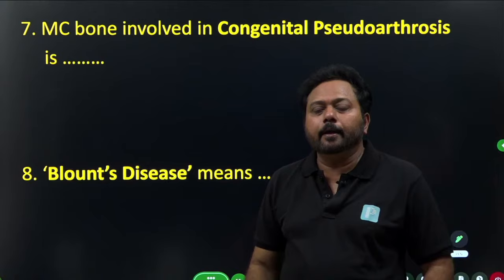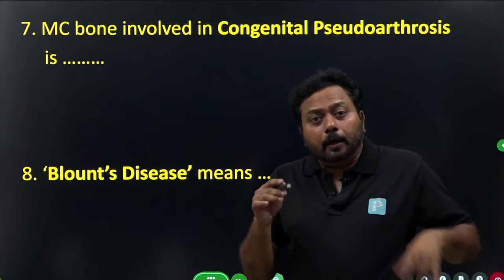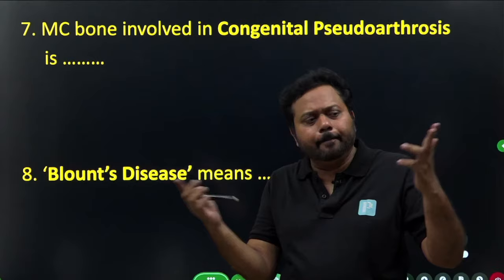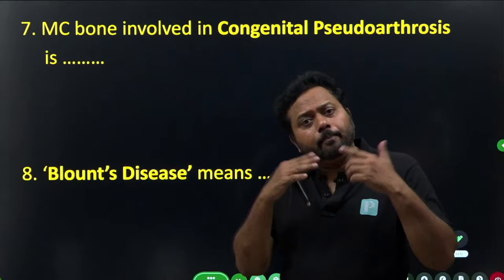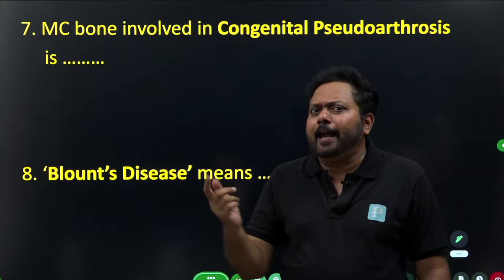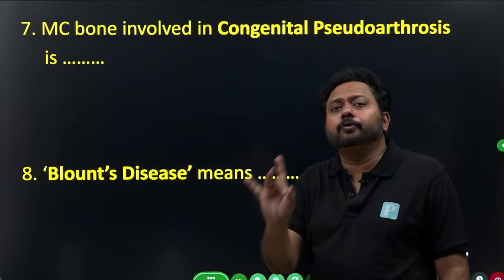Whenever a fracture has happened and the bone has not united, you use the word non-union. A definitive cause is there. Fracture is the cause. After a fracture, loss of blood supply, ischemia, or infection would have happened. It has not been reduced properly or immobilized properly. Due to several causes, that bone has not united, and you use the term non-union. If the same thing happens congenitally, because of a birth defect, that is called pseudoarthrosis.